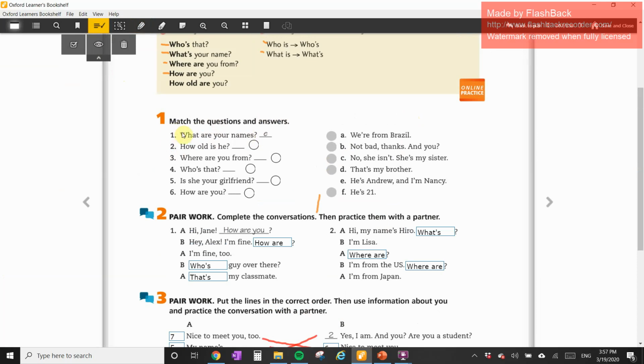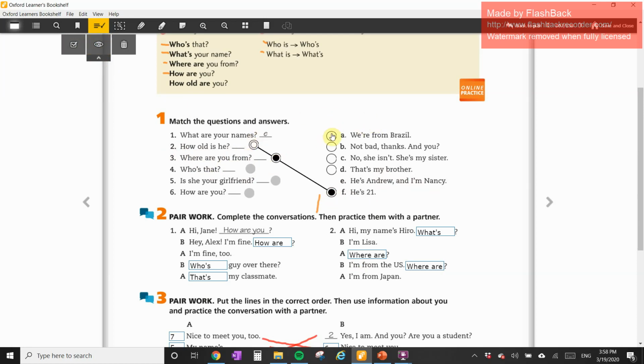For example, number 1, what are your names? Plural, more than one. So our key there is E. He's Andrew and I'm Nancy. All right. What about number 2? How old is he? He's, which one do you think it is? He's what? 21? Yes, correct. Where are you from? So where are you from? So that's going to be asking a question. Where are you from? Right?